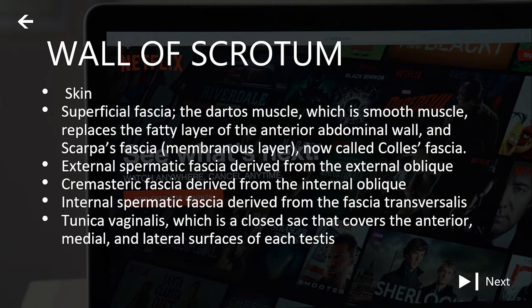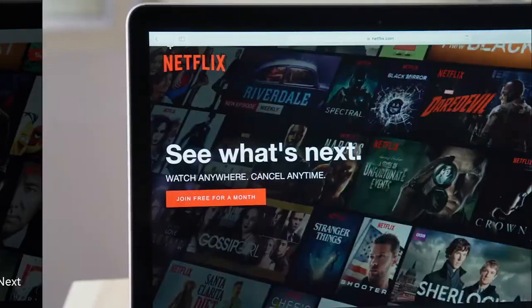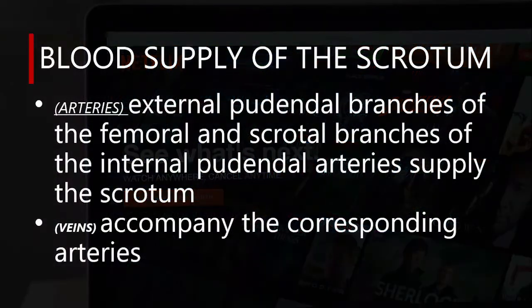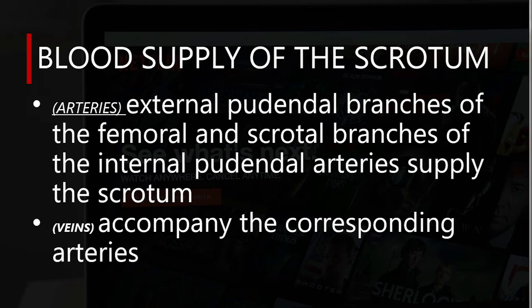The external spermatic fascia is derived from the external oblique, the cremasteric fascia is derived from the internal oblique, and the internal spermatic fascia is derived from the fascia transversalis. Then the tunica vaginalis, which is a closed sac that covers the anterior, medial, and lateral surfaces of each testis. Blood supply of the scrotum: the arteries supplying the scrotum are the external pudendal branch of the femoral and the scrotal branch of the internal pudendal arteries. The veins accompany the corresponding arteries.